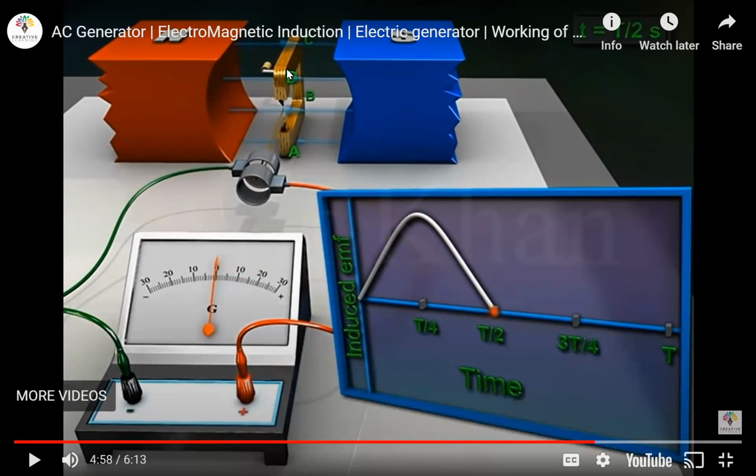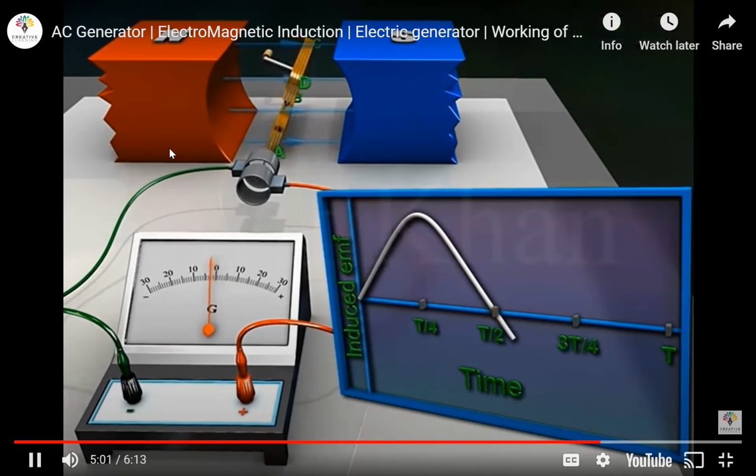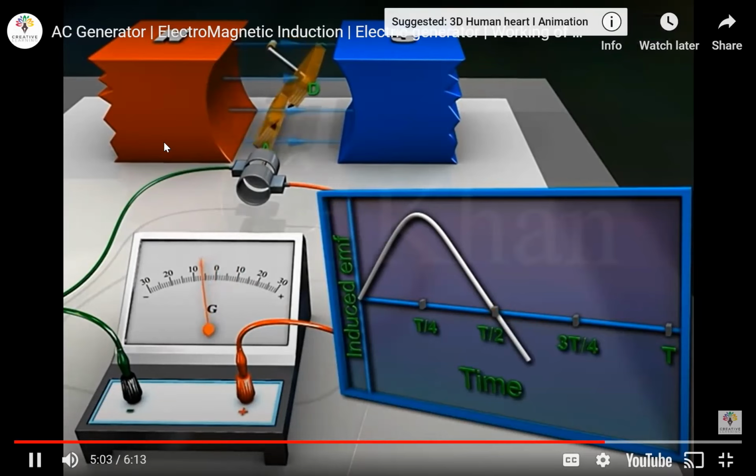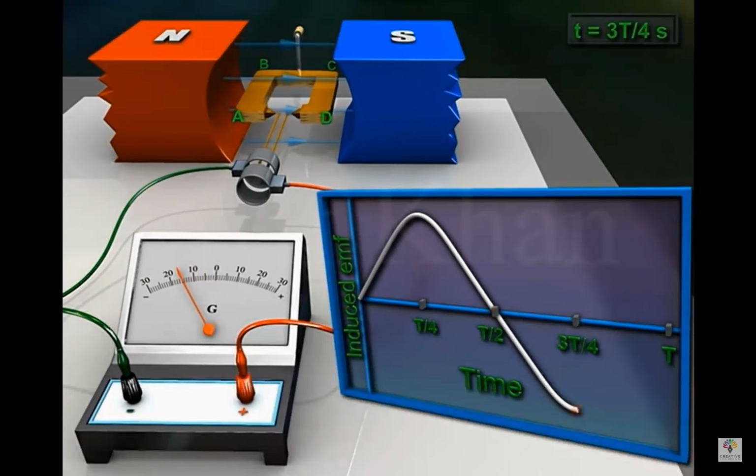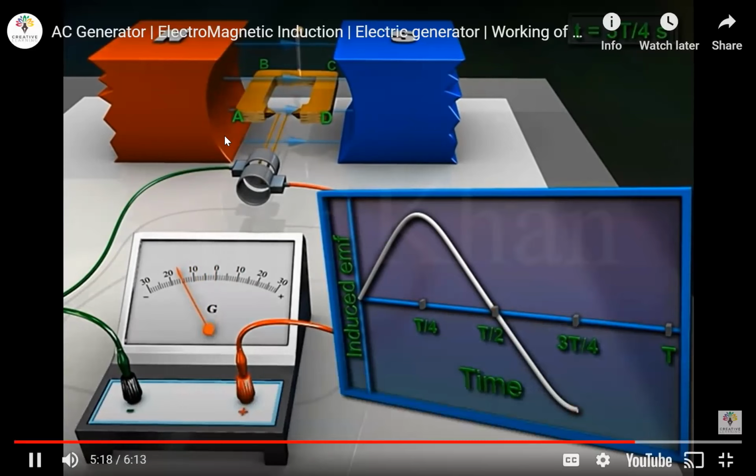Once again, at this instance here, the coil must move like this and like this, right? And because it is moving parallel with the magnetic field, it will be 0. But it will change again. During the third quarter rotation, the induced EMF increases, but has an opposite polarity as compared to that of the first half rotation. At time 3t/4 seconds, the induced EMF attains its maximum negative value.